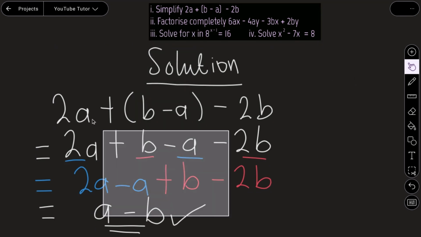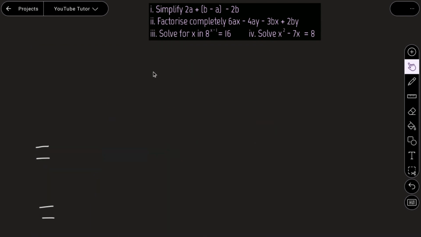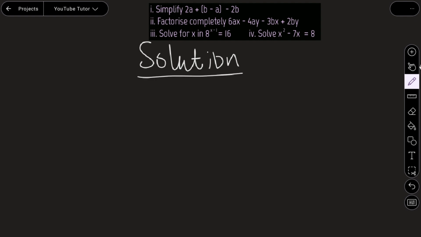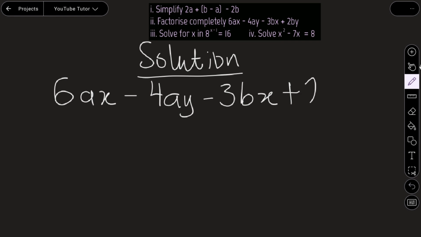Let me clear this part. Okay, so we have the second question here, which is under factorization. So they said factorize completely 6ax minus 4ay minus 3bx plus 2by. So let me also show you how to do that one. So we have our solution. We have 6ax minus 4ay minus 3bx plus 2by. So for this one, what we are going to do is to group like terms.